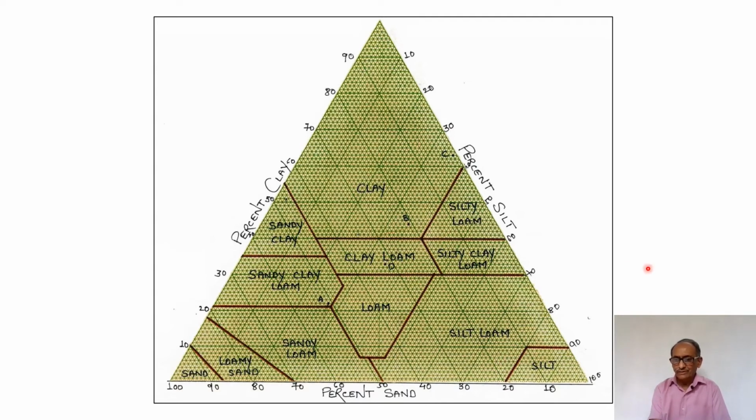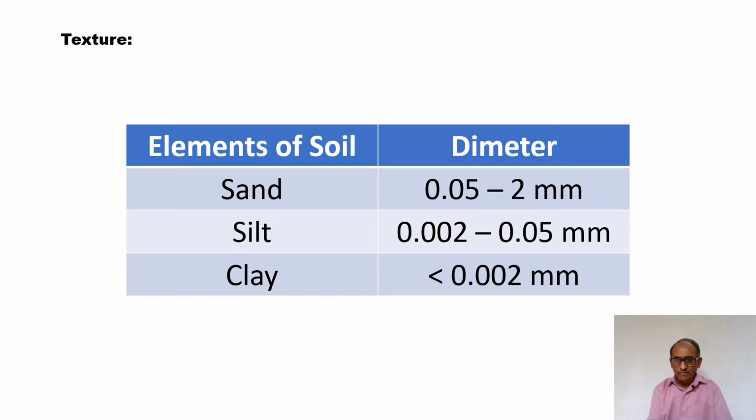So now let us go to the next technique. So this is just for the information. According to the definition, what is sand? Sand has a diameter of 0.05 millimeter to 2 millimeter. So this is fairly large. The silt is much smaller than that, and clay is very fine particles.